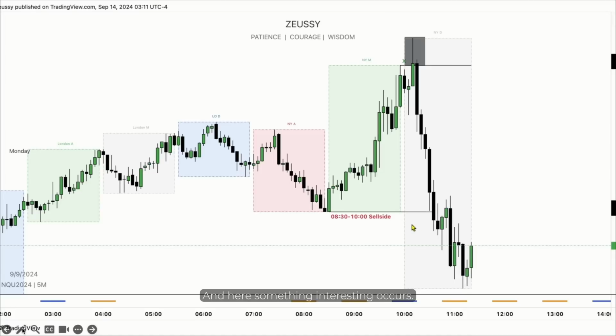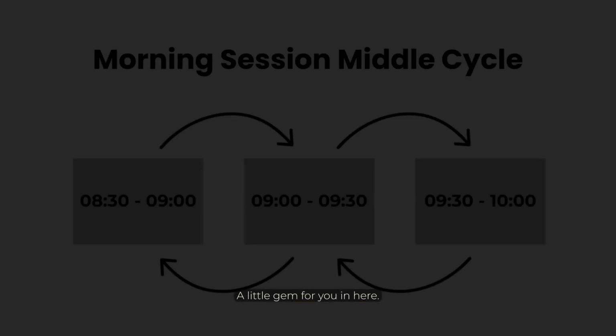And here's something interesting that occurs. We reprice below that low. This is our short-term draw on liquidity, and the market retraces back into that low. Do you see how the market finds resistance inside of this up-close candle, which was the candle which formed that previous cycle low? The market retraces into that, finds resistance there, and then slams lower one more time. When the market trades below the previous cycle low, it has to find resistance there in order to continue lower. A little gem for you in here.